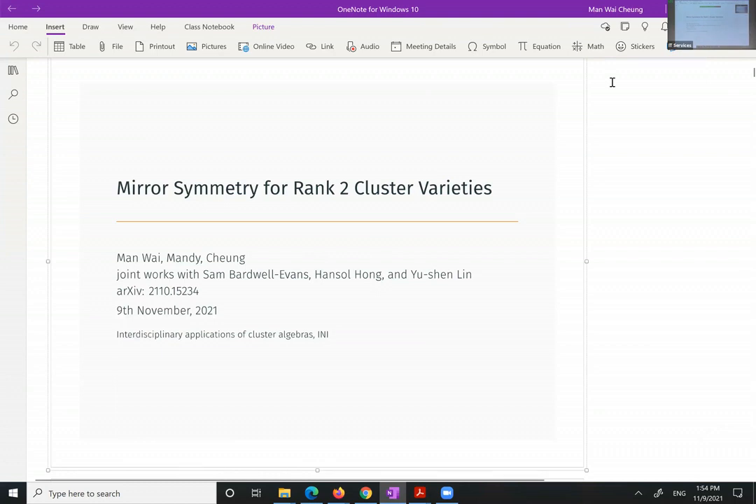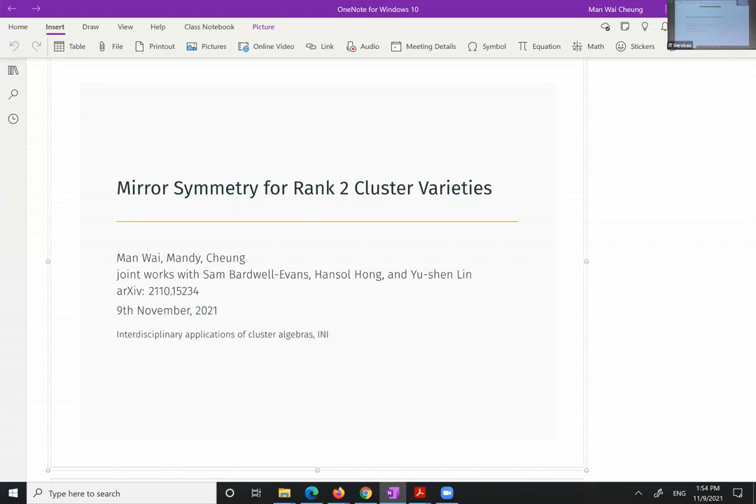So our next speaker is Mandy Chuang from Harvard University, who will tell us about mirror symmetry for rank 2 cluster varieties. Mandy, in case there are questions in the room, it would be fantastic if you could repeat them before you answer them so that online we can also hear what the question is that you're answering. Sure. Okay, super, thank you.